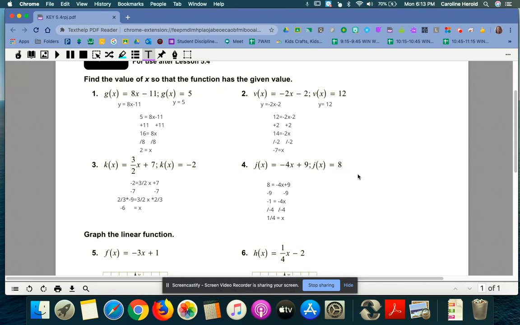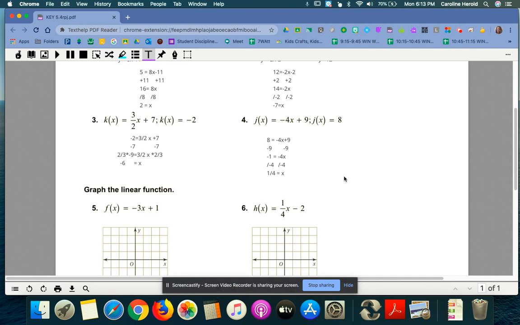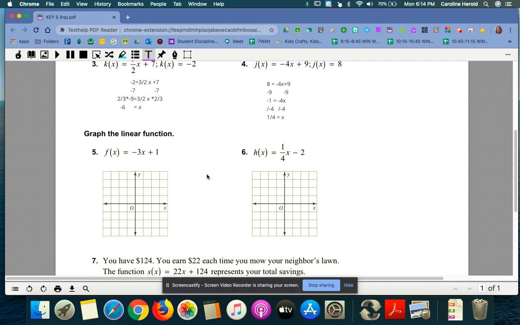I don't know what it is. Maybe I'm just too happy to be sitting here in a comfy chair. I can always check it though, right? If I put in x as my input value into the function j, if I put x as 1/4, -4 times a fourth is -1, and -1 plus 9 is 8. So I am pretty confident that I did the right thing.